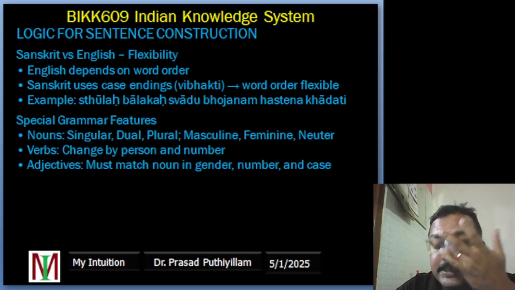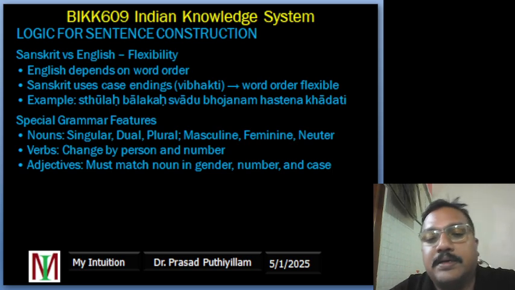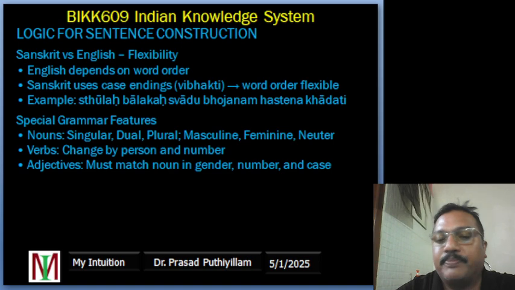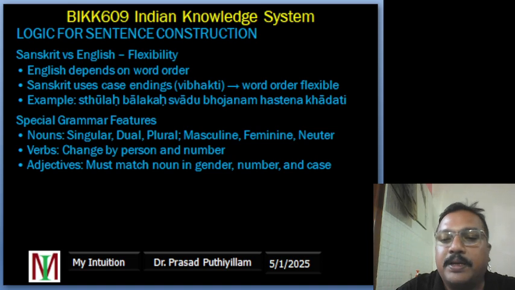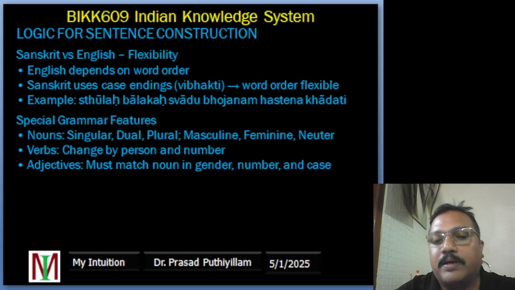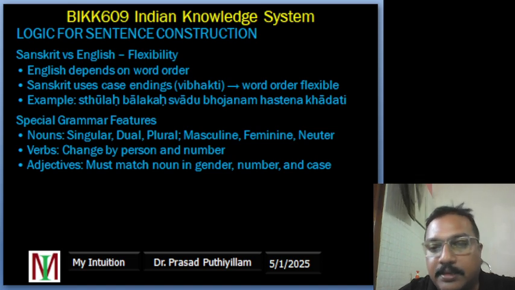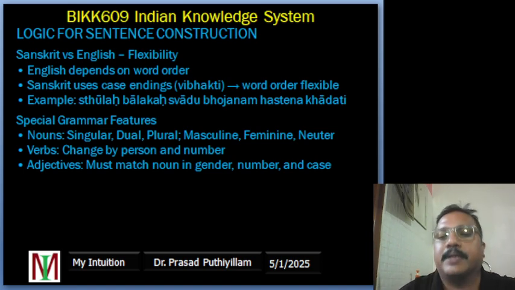But the same sentence in Sanskrit: Stula Balaka Swadu Bhojanam Hastena Khadati. Stula Balaka means fat boy. Swadu Bhojanam means tasty food. Hastena means hand. Khadati means eating. The meaning is that. Even if you mix the words in order, Swadu Bhojanam Stula Balaka Hastena Khadati, it again gives the same meaning.